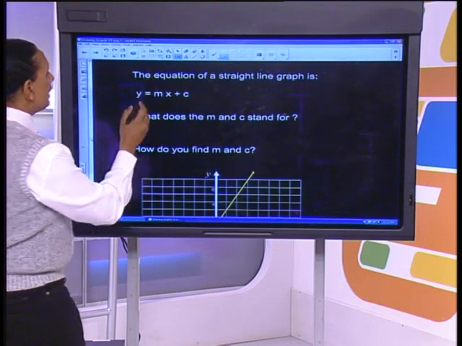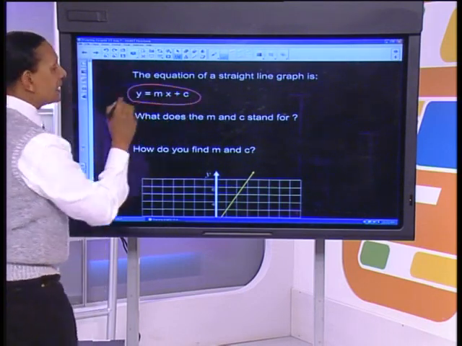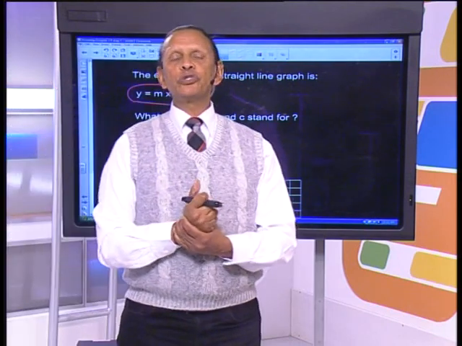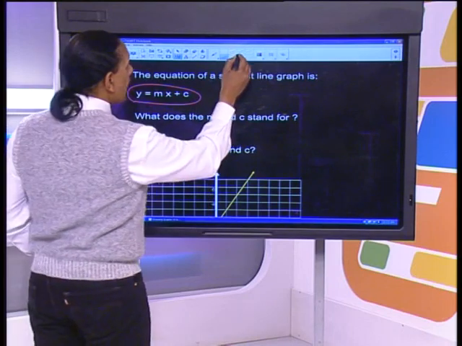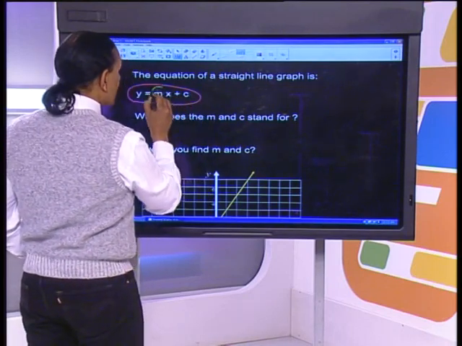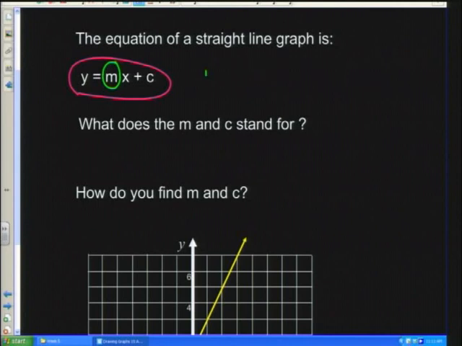Now remember, this is the formula for a straight line graph: y equals mx plus c. We spoke about this earlier on. Remember that m represents the gradient, which is y over x, and c is our y-intercept. Don't forget, c is our y-intercept. So m is gradient and c is y-intercept.